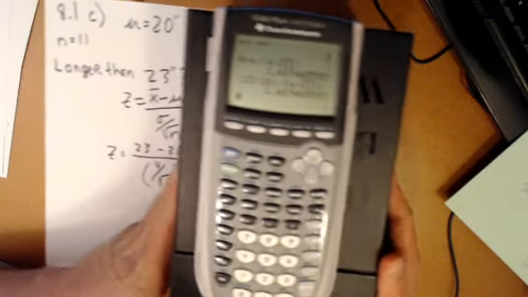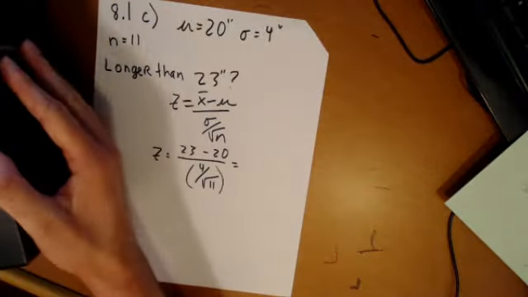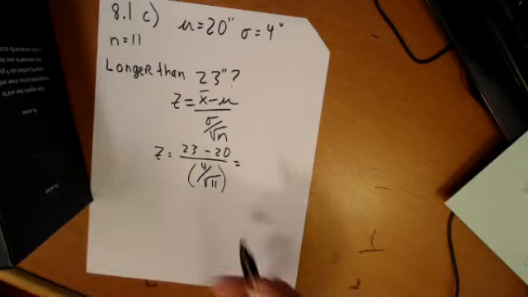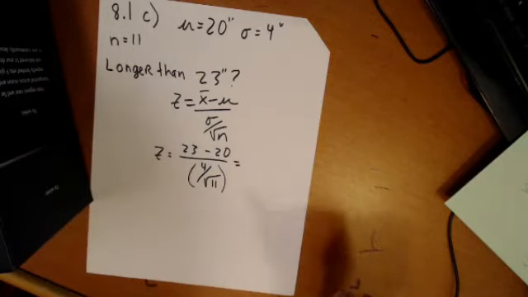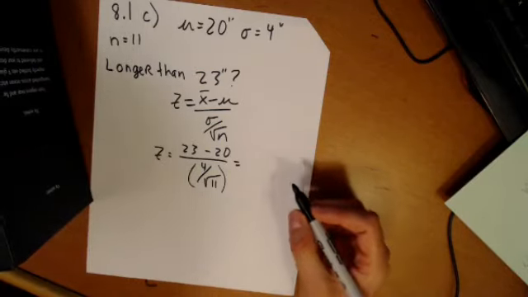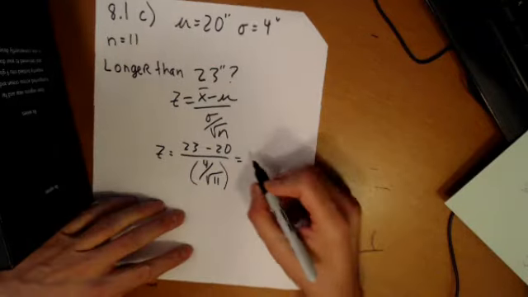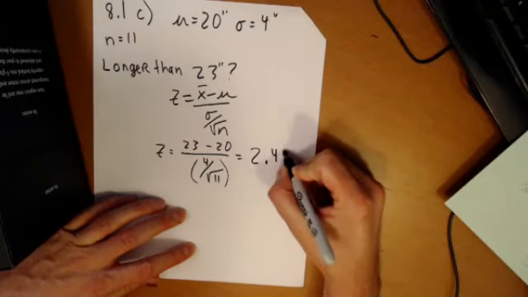So let me just move this over here, and we round it correctly. It was 2.487, so I'm going to put 2.49.